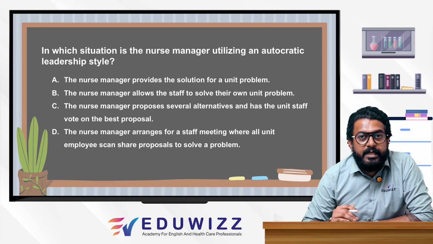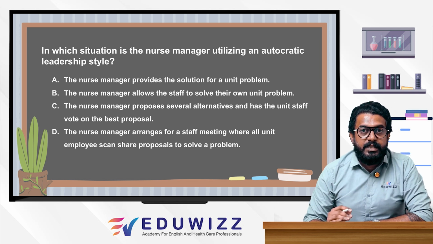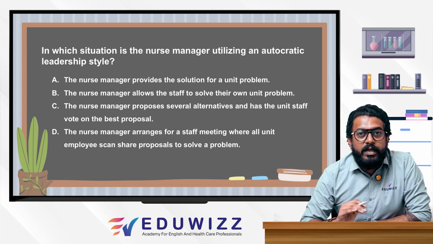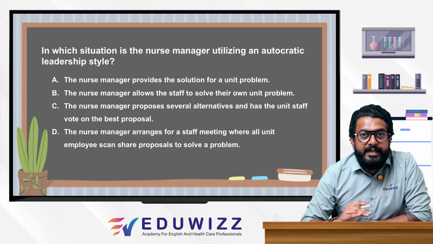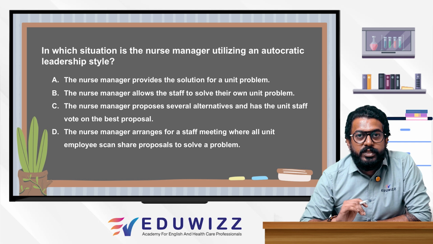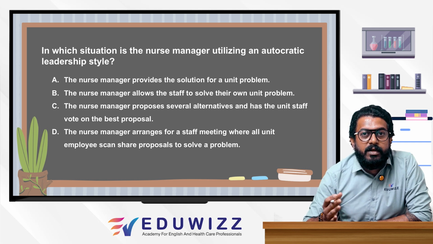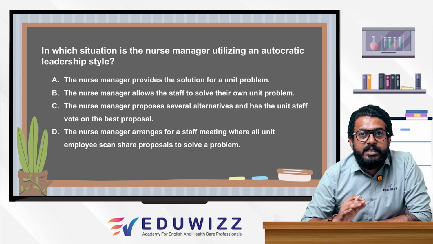So, what is the autocratic leadership style? In autocracy, or autocratic leadership style, the leader will make all the decisions and the subordinates or the employees should follow those decisions. So employees or subordinates are not involved in decision making. All the decisions and solutions are made by the leader itself. So that is called autocratic leadership.